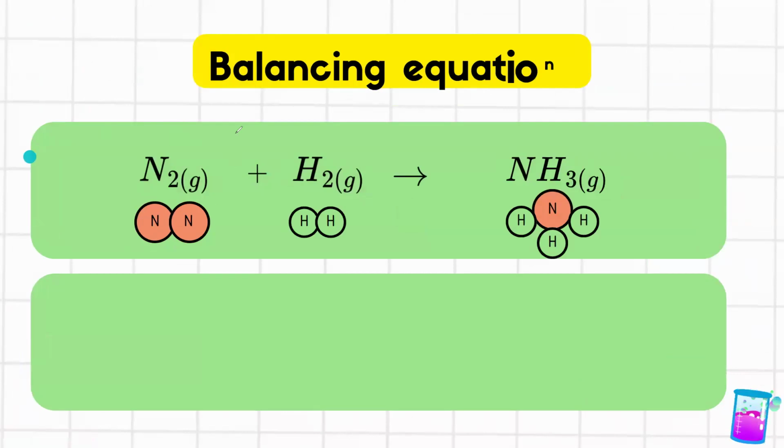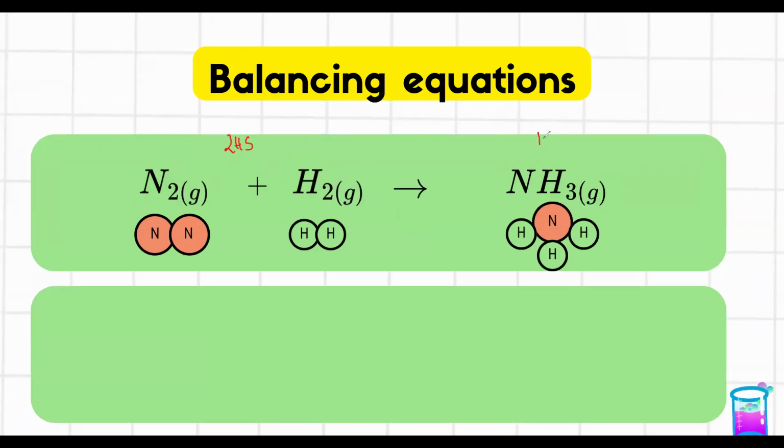So, on the left hand side and on the right hand side, we see many differences, right? Because on the left hand side there are two nitrogen atoms, and on the right hand side there's only one. And on the left hand side there are two hydrogen atoms, whereas on the right hand side there are three. So let's balance it now. Let's make it two nitrogen atoms in the right hand side also.